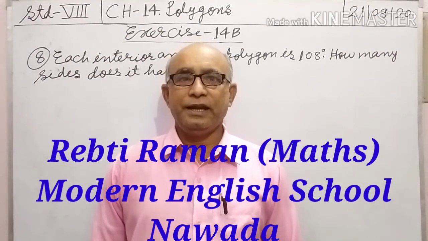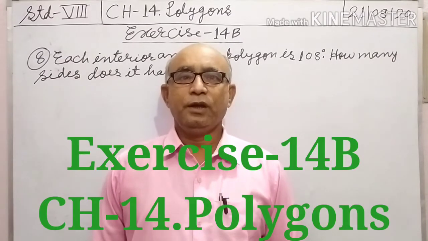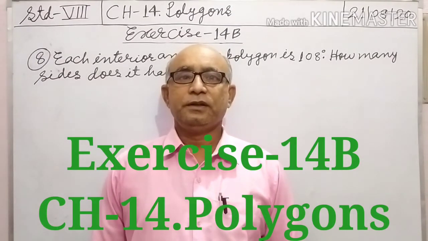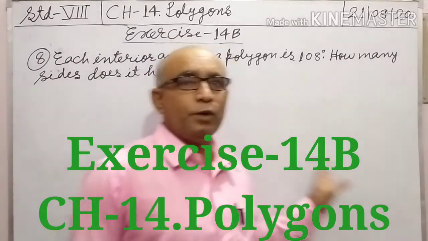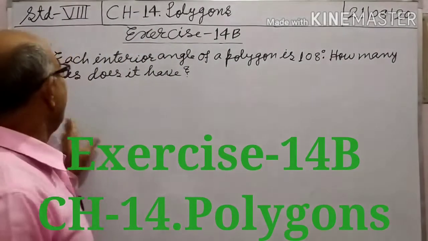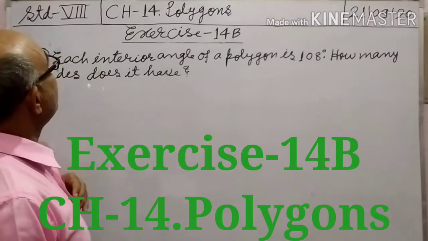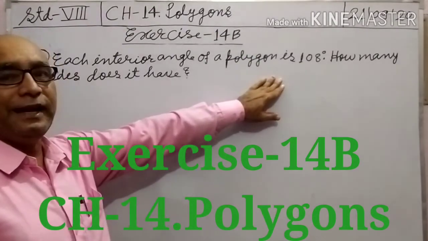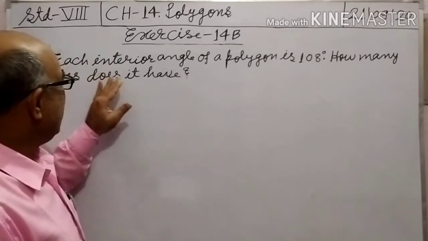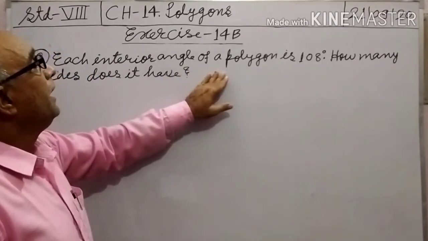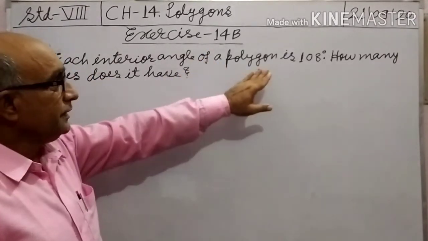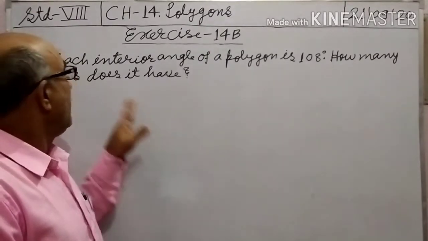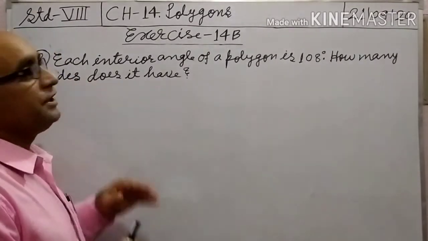Students, today I shall solve exercise 14b of chapter 14, polygons. One question is written here, question number 8. Each interior angle of a regular polygon is 108 degree. How many sides does it have?